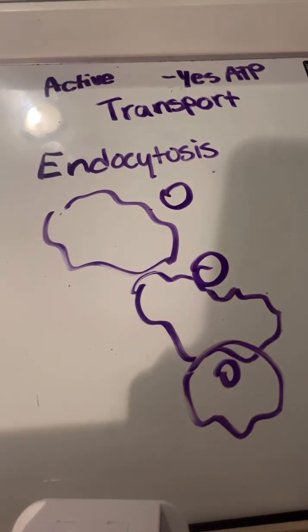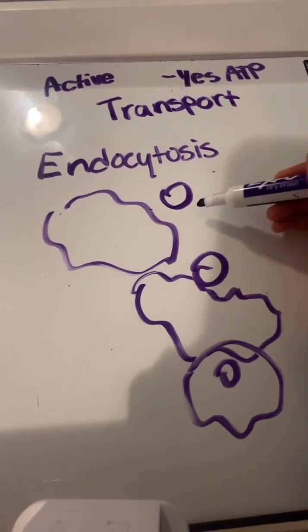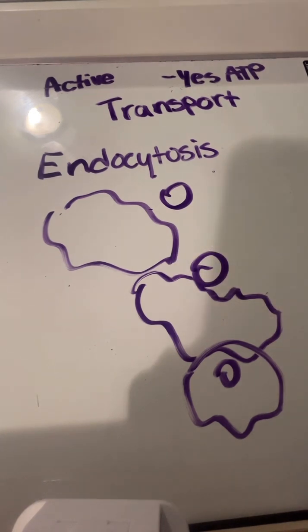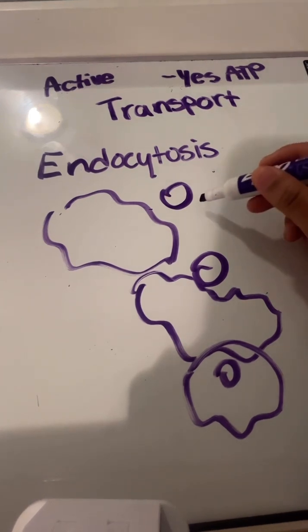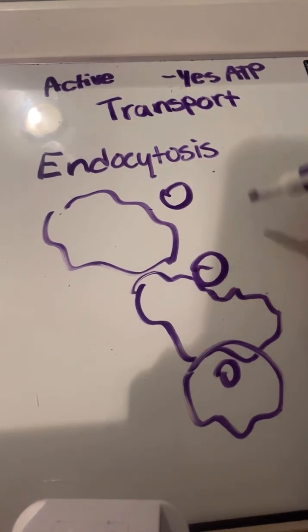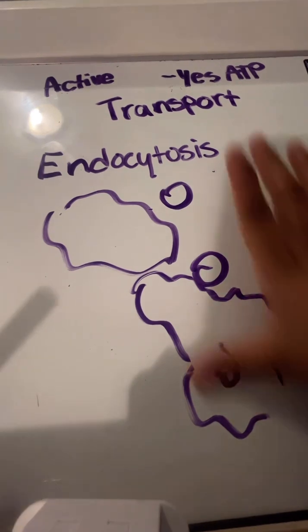And that's engulfing it. There's 2 different types of ways that endocytosis could happen. There is pinocytosis, when liquid is going inside the cell, like water, a liquid just being transported in the cell. And phagocytosis is when a molecule is being put into the cell by engulfing it. And yes, don't forget, ATP is being used in this process.